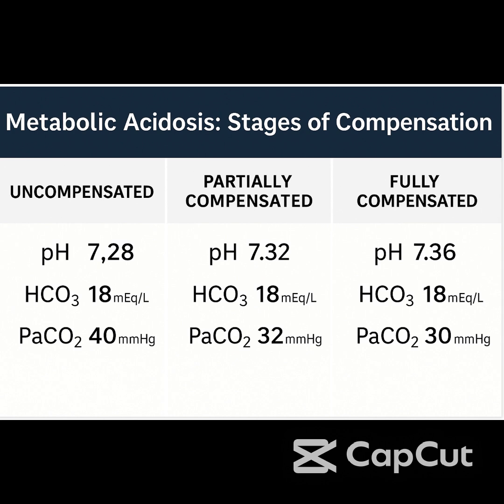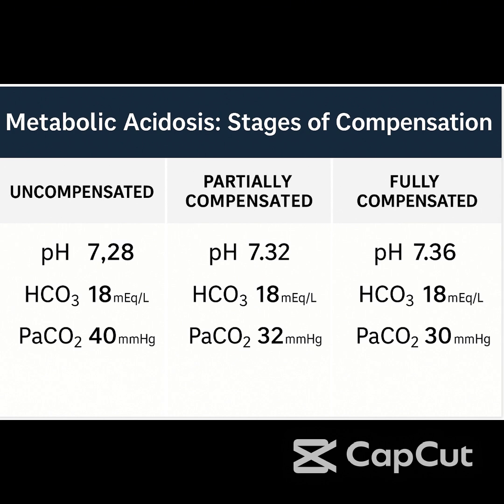In the partially compensated case, the pH is still low at 7.32, but PaCO2 has dropped. This shows us the respiratory system is trying to blow off CO2 to reduce acidity, but it hasn't brought the pH back to normal just yet.